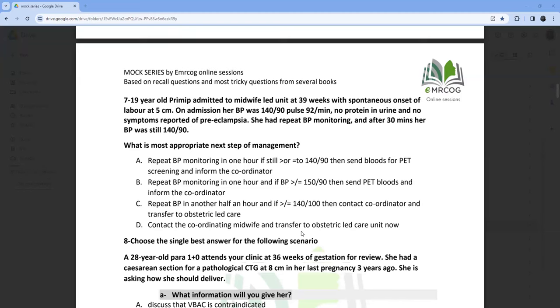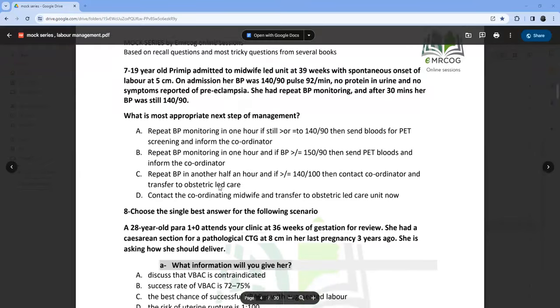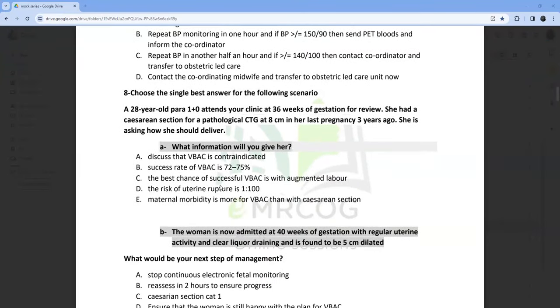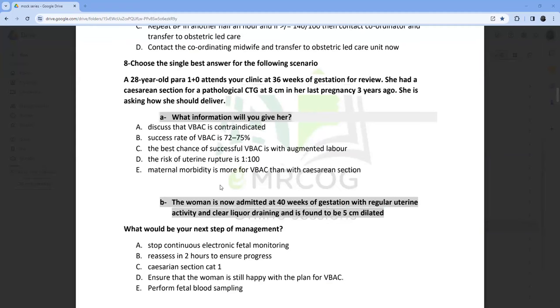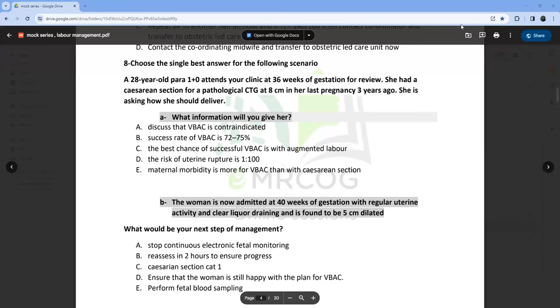Okay, good. So my friends, choose the single best answer for the following scenario. 28-year-old para one attends your clinic at 36 weeks of gestation for review. She had a cesarean section for pathological CTG at 8 cm in her last pregnancy 3 years ago. She is asking how she should deliver. In the previous one, it was D, my friend. It's D, because you need to transfer her to the obstetric care unit because she had two readings of mild to moderate high blood pressure.